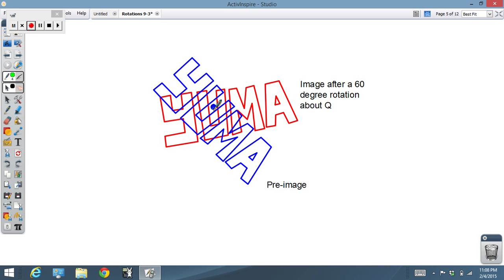If I put point Q in the middle, I couldn't label it, but here's about a 60-degree rotation. Notice how every point, say the bottom of the Y, is rotated 60 degrees to go from the blue figure to the red figure. I put a little mark in there just to show you. So a 60-degree rotation from here to here, and from here to here, and from here to here. Every point, that's how it works.